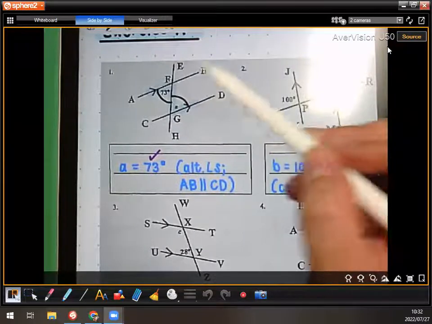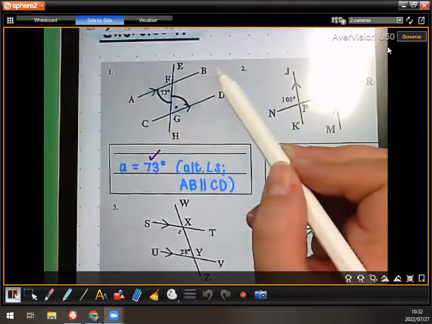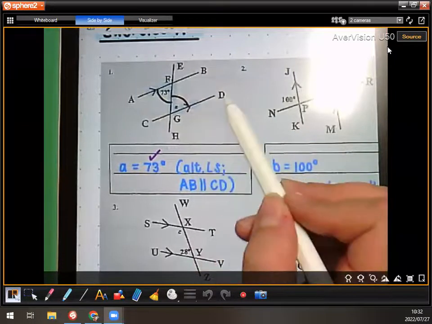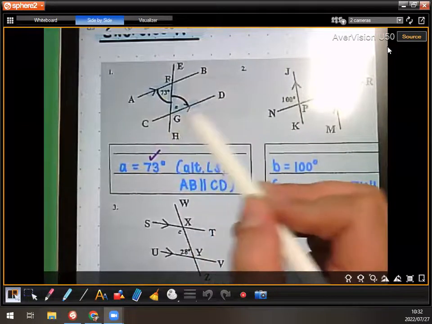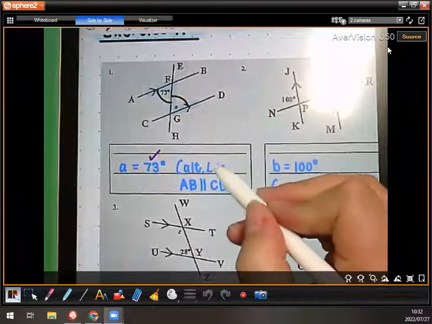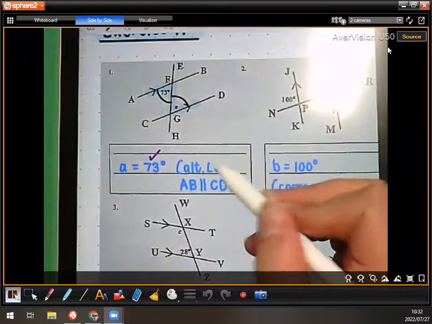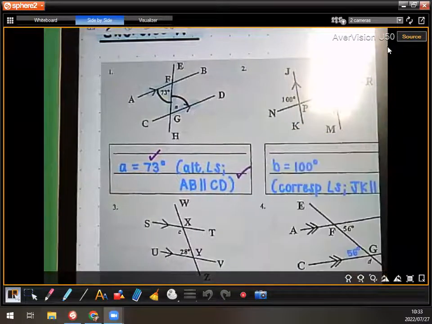If you wanted to, you could have written FB or AF, right? And instead of writing CD, you could have written CG or GB. It's all the same lines. Okay, so that's fine. Now, guys, you can't give yourself the mark if you just wrote alt angles. You have to write alt angles and AB parallel to CD or whatever name you chose. So if you just wrote alt angles, you can't get that second mark.